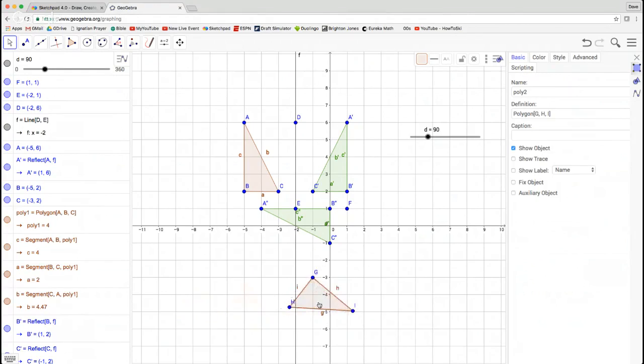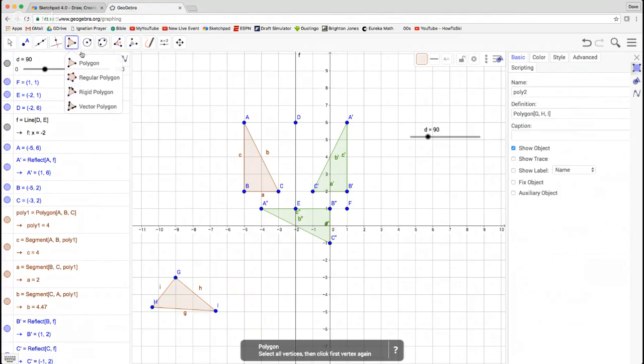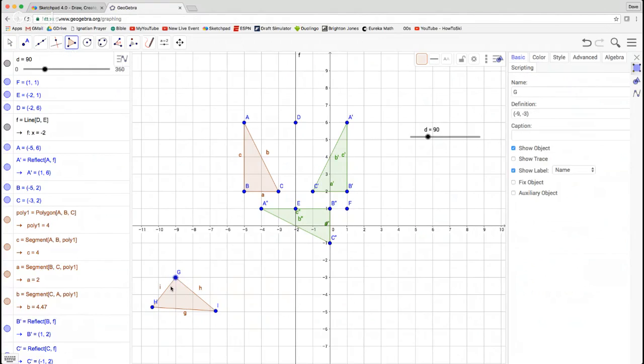It's translated to this one because the top point is still the top point, the left point is still the left point, and the right point is still the right point. Let me draw another one right on top of it so I can show you what I'm talking about a little bit better. Whoops, what am I doing? Let's do this a different way.